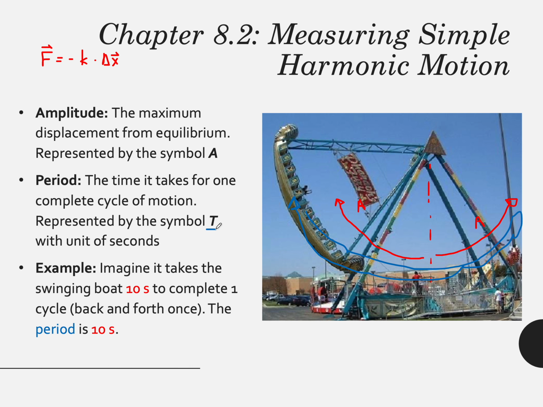So here's a quick example. Let's say this boat took a total of 10 seconds to complete one oscillation, one complete cycle back and forth. Means 5 seconds over, 5 seconds back. What we would say then is that the period is 10 seconds. Again, representing that with a capital T.